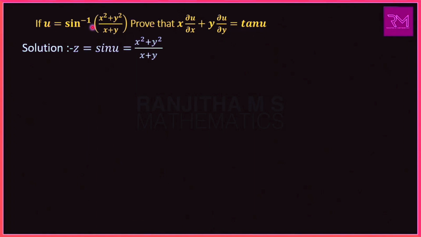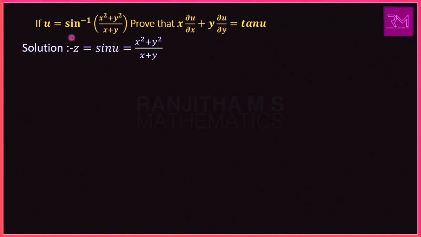First consider the given problem. Here u is equal to sine inverse of (x square plus y square) divided by (x plus y). To make the simplification easy, consider this value as z. If we take this sine inverse to the left hand side, that becomes sine u, which is equal to (x square plus y square) divided by (x plus y). This is a procedure to solve this type of problem.